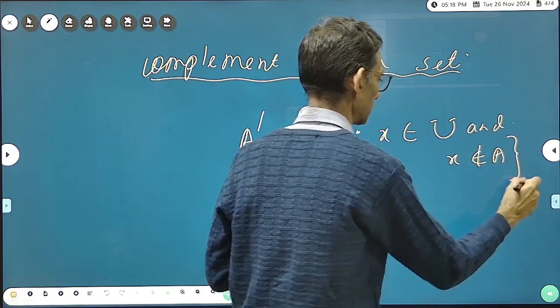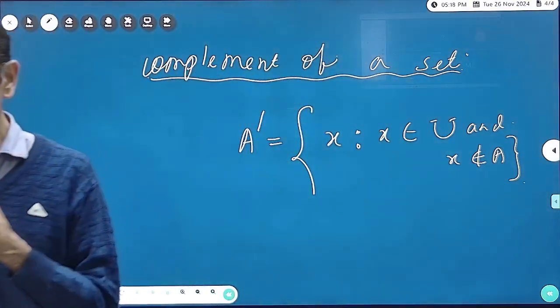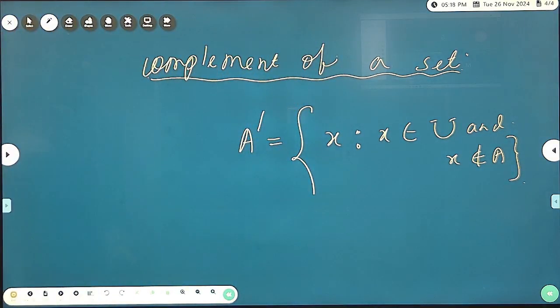Remember, the complement's element will never be in set A. A complement means the element will never lie in A, but it will lie in the universal set. Right? So this is the definition of complement.